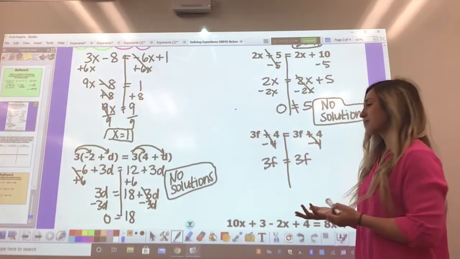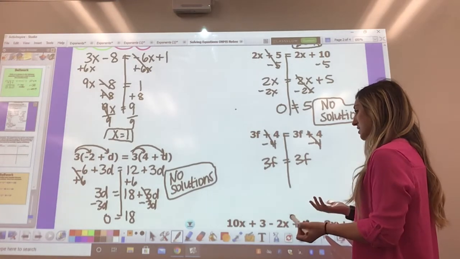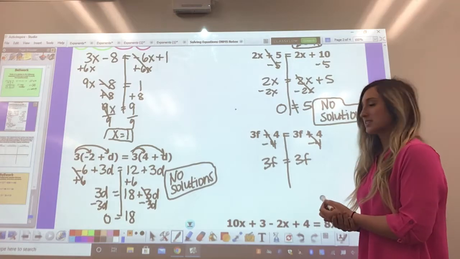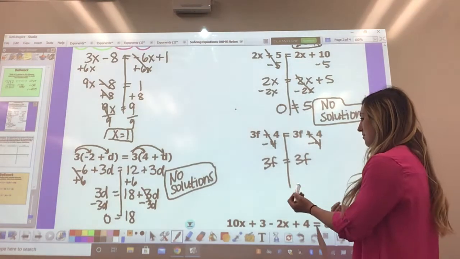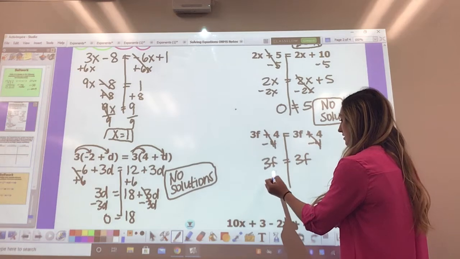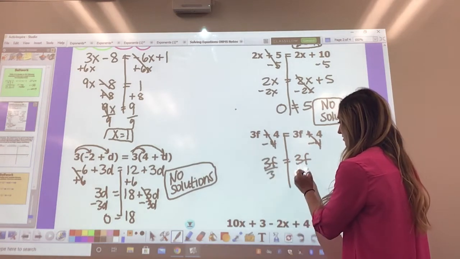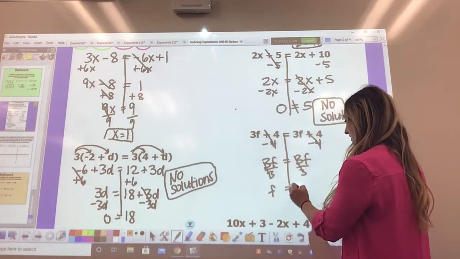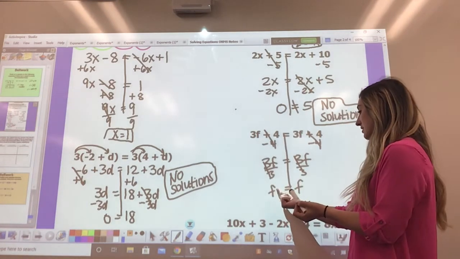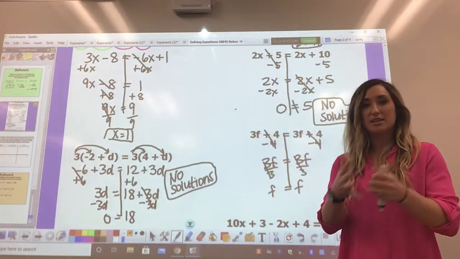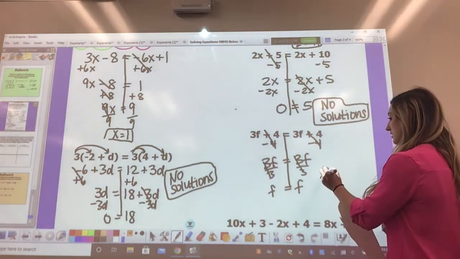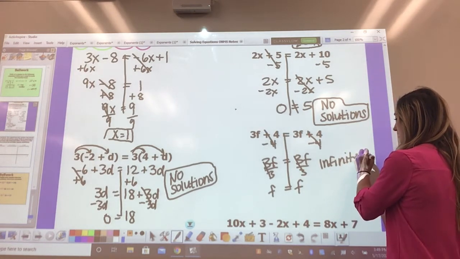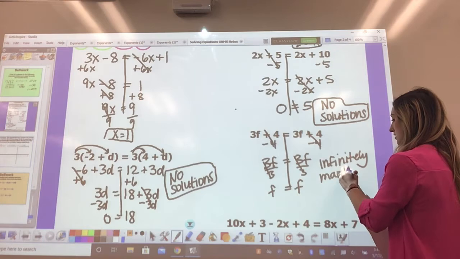3f equals 3f. And then from here, you could divide both sides by 3 or subtract f on both sides. Either way, I'll divide both sides by 3. Then you get f equals f, so whatever f is, it's going to equal each other. Something is equaling itself, which means we're going to have infinitely many solutions.